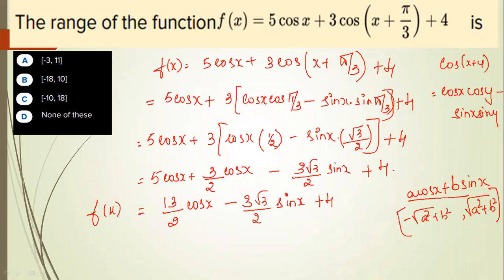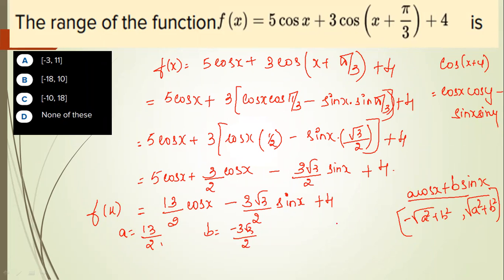Yes. So what is the value of a here? A is equal to 13 by 2. Good. What is the value of b? In a into cos x, the value of a is 13 by 2. Plus b into sin x it should have been, but here it is minus 3 root 3 by 2. So b is nothing but minus 3 root 3 by 2.